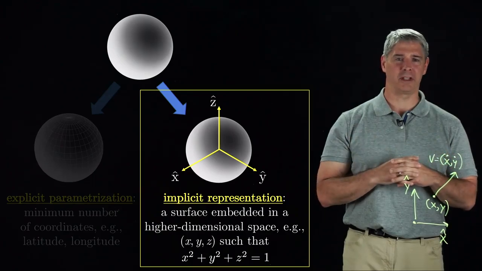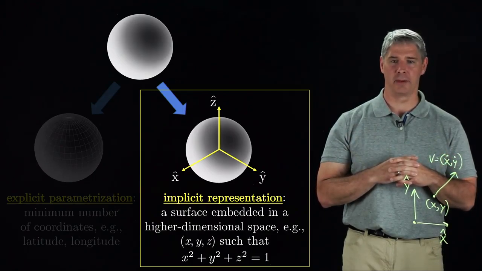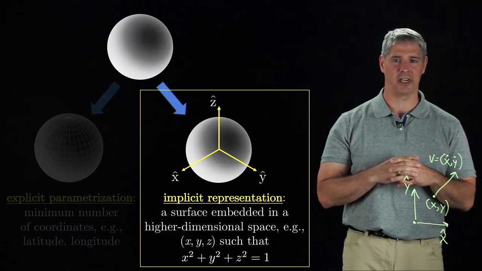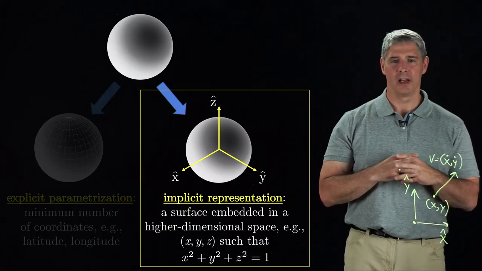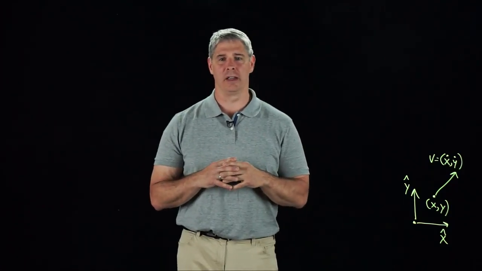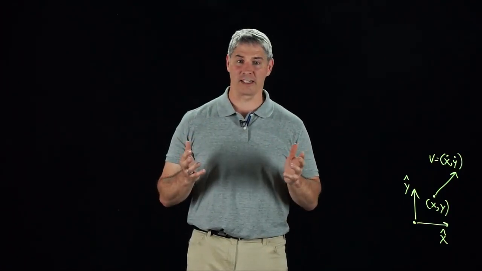In summary, we typically do not represent configurations using a minimum set of coordinates, and we typically do not represent velocities as the time rate of change of coordinates. In the next video, we'll learn about two types of constraints on the motion of a robot: configuration constraints and velocity constraints.